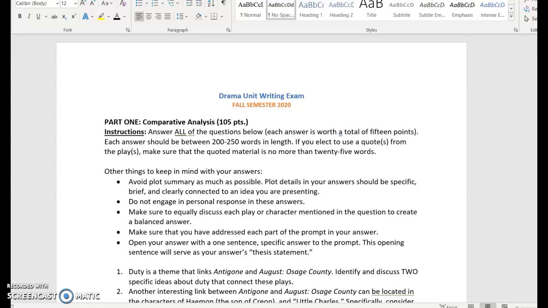Lastly, I'm going to recommend that with each answer in part one, you start with a specific one sentence answer to the prompt, a sentence that basically embodies your thesis statement for your overall answer. This is going to help in a couple of ways. One, it's going to orient me as the reader to each answer's main idea. So I'm not going to have to dig for it or look for it, maybe find it buried in the middle of the paragraph.